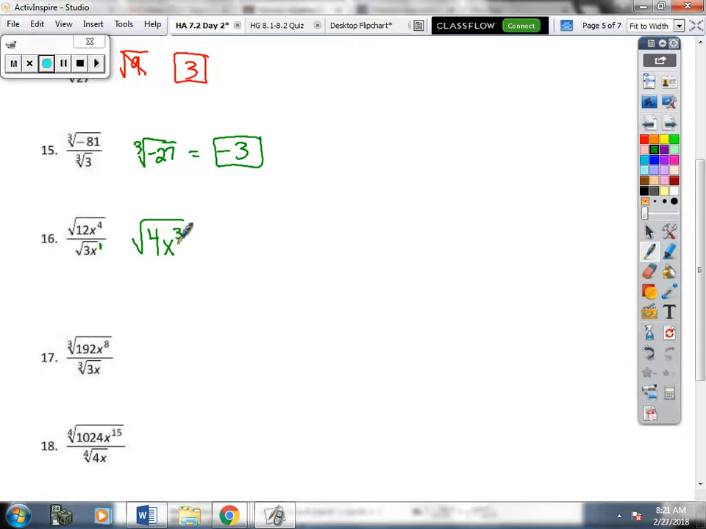And then we just simplify like we did yesterday. So the square root of 4 is 2. X cubed is not divisible by the index of 2. So we break this down into the square root of x squared and the square root of x. And the square root of x squared would be x. So we're left with x under a radical. So we'd have 2x root x.